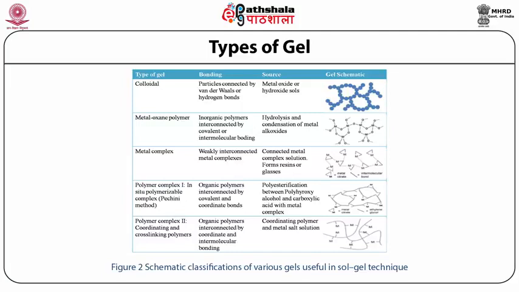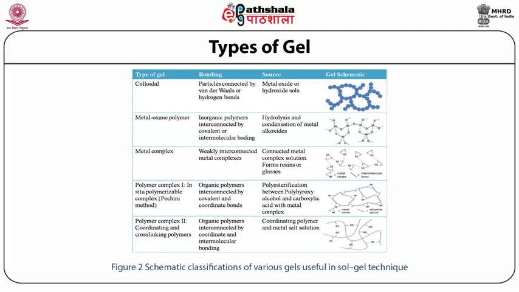Now for the colloidal gel, the bonding is that the particles are connected by van der Waals or hydrogen bonds. The source is metal oxide or hydroxide salts. The schematic is also shown in the table. For the metal oxane polymer, inorganic polymers are interconnected by covalent or intermolecular bonding. Here the source is the hydrolysis and condensation of metal alkoxides, which is shown in the schematic.